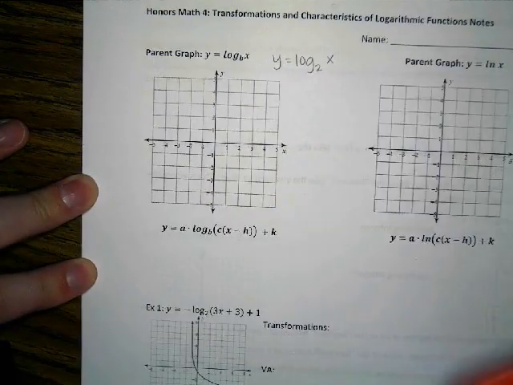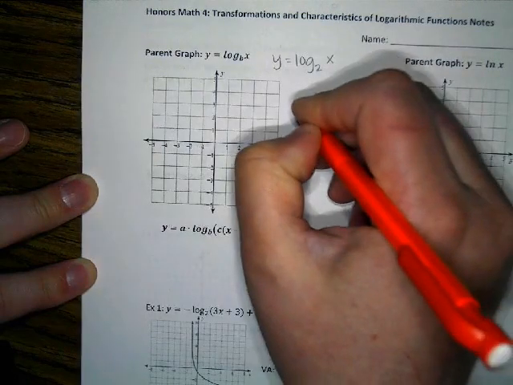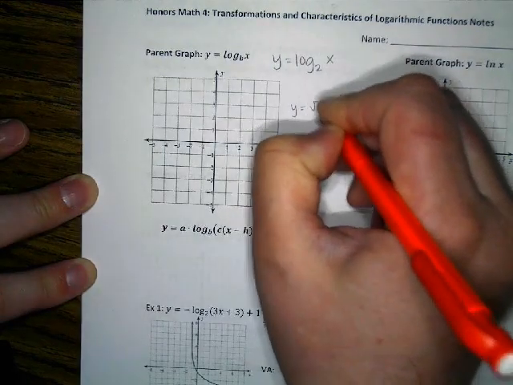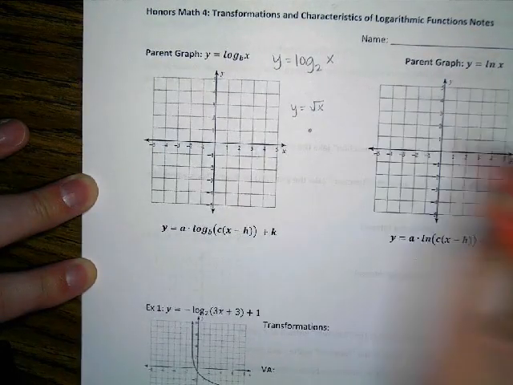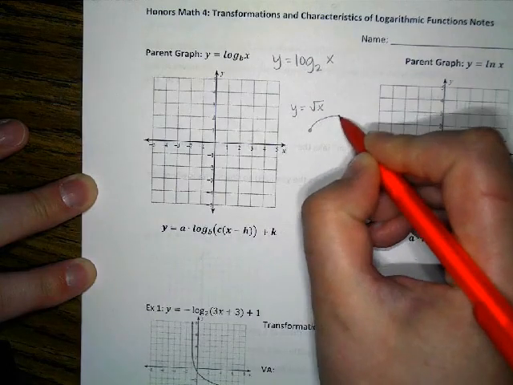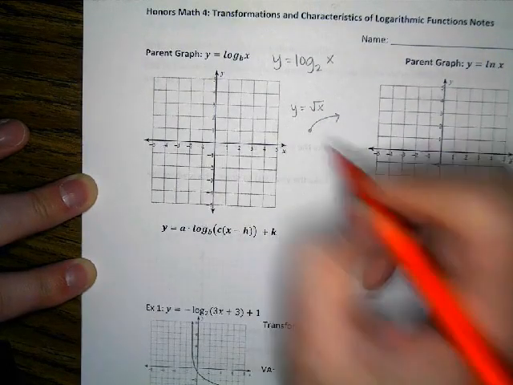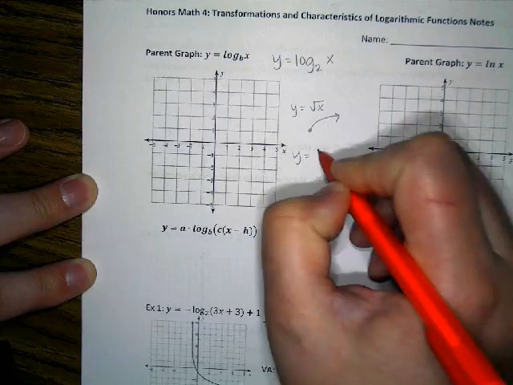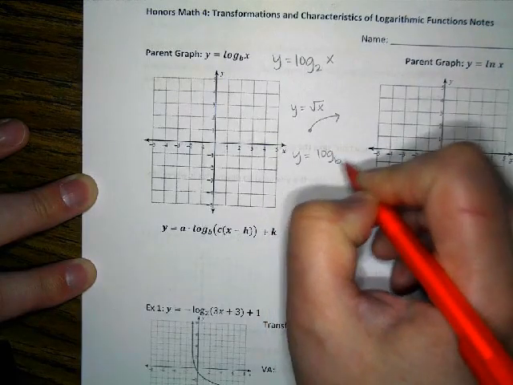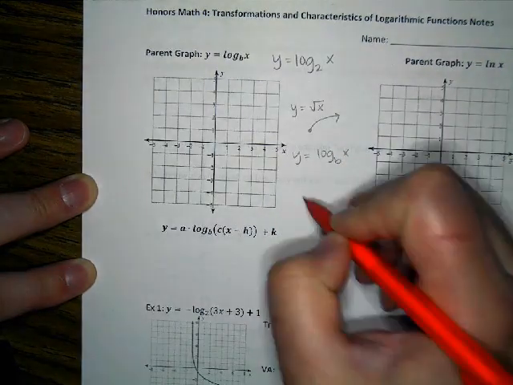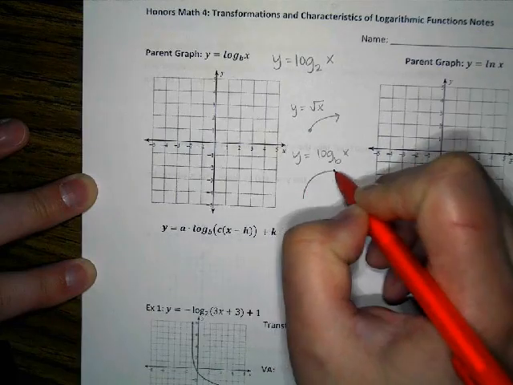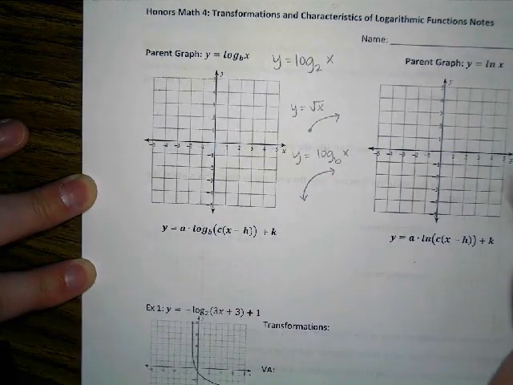So we're going to write a little note right here to ourselves. Y equals square root x looks like this. It's got a point, and then it goes up like this. That's a square root graph. Y equals log base b of x. It doesn't matter what your base is. It looks like this. Arrow going down, arrow going up.